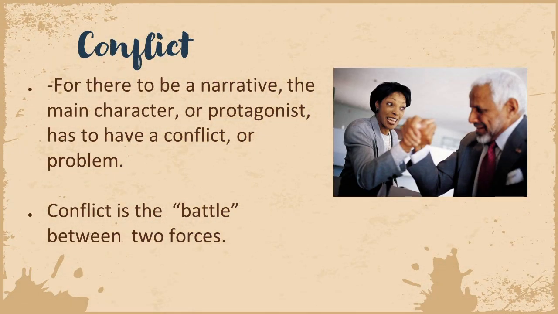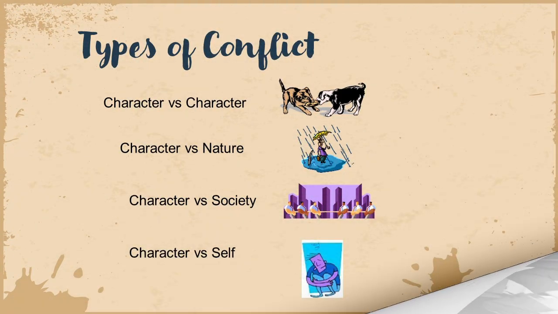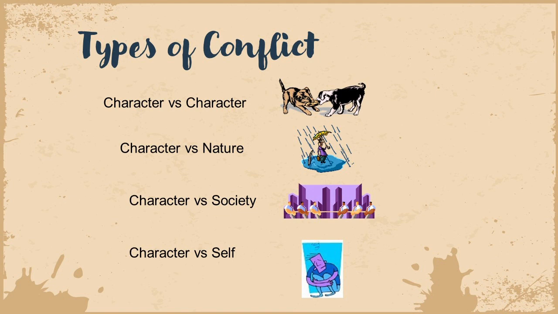Another element of a short story is conflict. For there to be a narrative, the main character or protagonist has to have a conflict or problem. Conflict is the battle between two forces. It is the struggle between two forces in a story. Without conflict, there is no plot. Now we have different types of conflict. First, we have character versus character. Second, character versus nature. Third, character versus society. And fourth is character versus self.